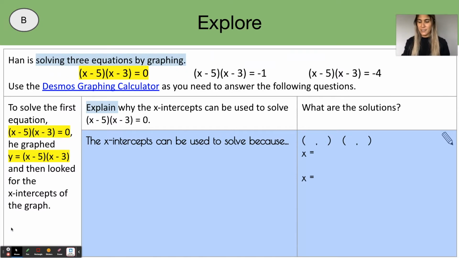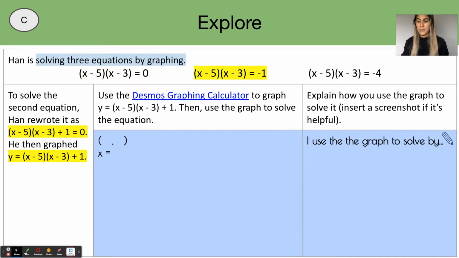Okay, so now we are going to look at the second equation. Be mindful, the questions that might be asked might be different each time, so read them carefully. It says, to solve the second equation, Han rewrote it. He changed it up a little.